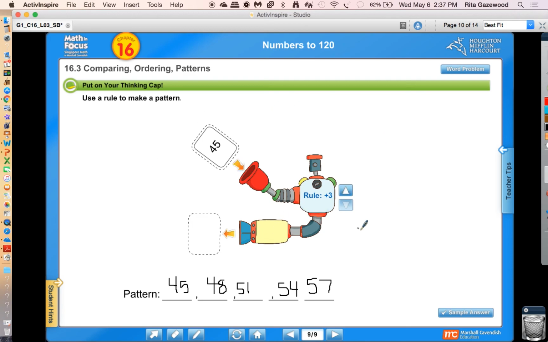Great job. Now you can come up with as many different patterns as you want. I'm going to give you a problem to do on your own. Are you ready? I'm going to change the rule. We're still going to be starting with 45, but I'm going to change the rule for you. It's going to be an add 4 problem. I want you to do that on your own.